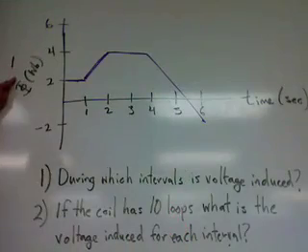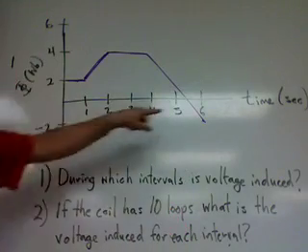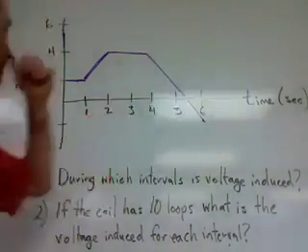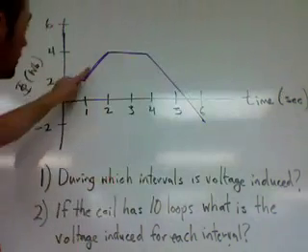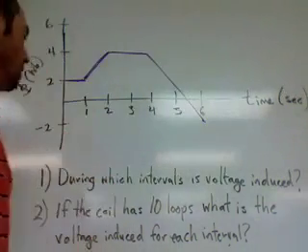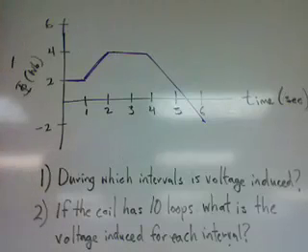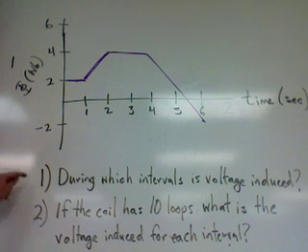We have flux over here in Webers and time on the x-axis in seconds. You can see horizontal, then up, then horizontal, then down. And we have two questions. During which time intervals is voltage induced? And if the coil has 10 loops, what is the voltage induced for each of those intervals for number one?